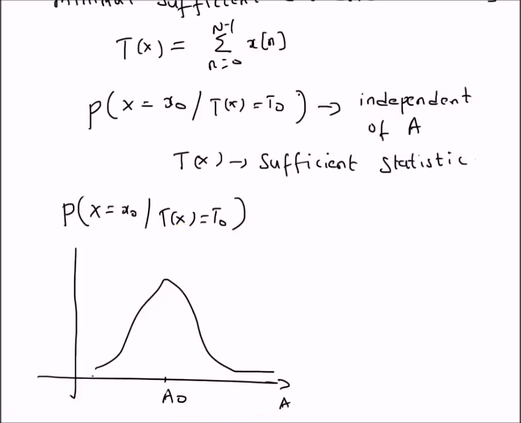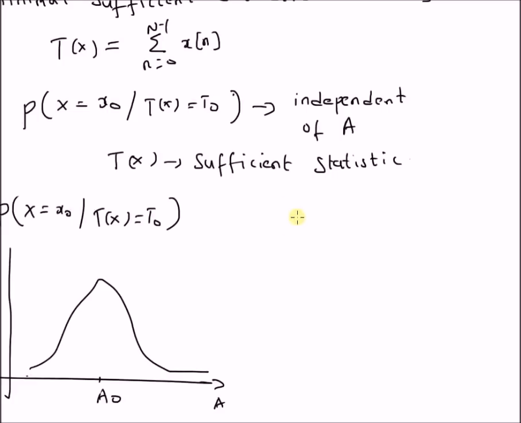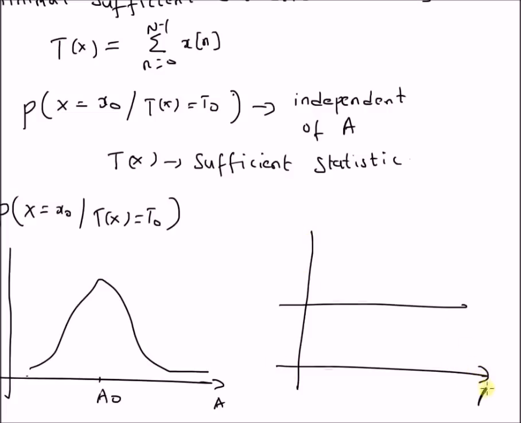the parameter A. However, if it has a structure, that is, if the conditional distribution is independent of the parameter A, this P of x equal to x naught given t of x equal to t naught, this is independent of A. Clearly this distribution is independent of A, and therefore in this case t of x is a sufficient statistic.